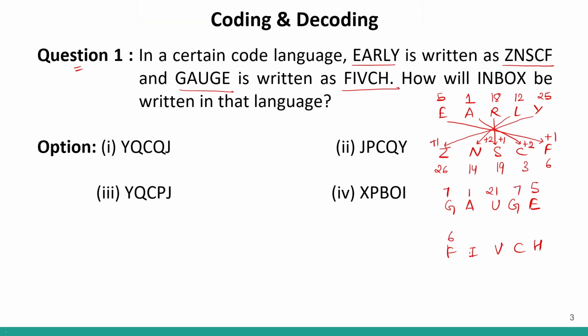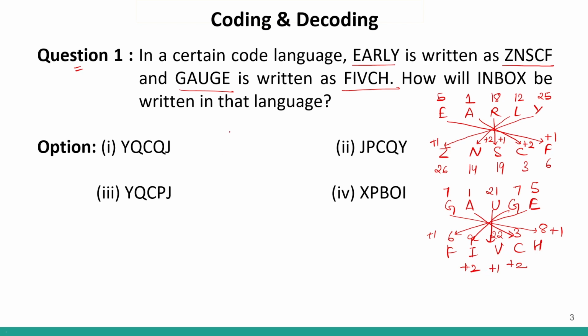Code for F is 6. For I it is 9. For V it is 22. For C it is 3. And for H it is 8. So again, from G to H we moved 1 position forward. From E to F we moved 1 position forward. From A to C we moved 2 positions forward. And from G to I we moved 2 positions forward. And in the middle we moved 1 position forward. So again the same pattern.